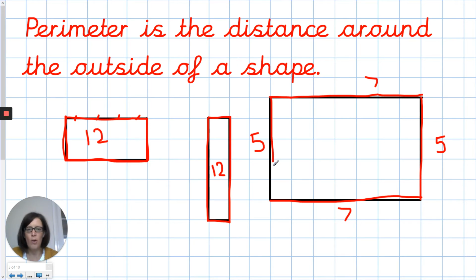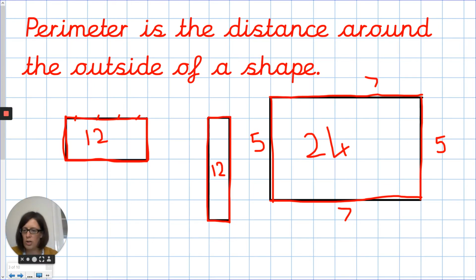So I could now do what I've been doing before, keep counting all the way around, or I could add up all 4 of these numbers, 7 and 5 and 7 and 5. Well, I know 5 and 5 is 10, and 7 and 7 is 14. 14 plus 10 would give me a perimeter of 24 squares. So this one's perimeter is double these ones. These rectangles have half the perimeter of this shape.